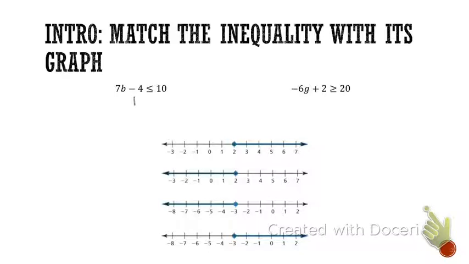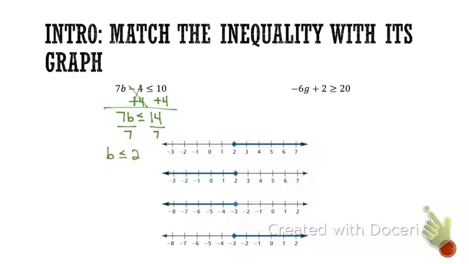So the first thing we'll do is we'll add 4 to both sides. And we have 7b is less than or equal to 14. Okay, so we added 4 to both sides. Remember, we always do our addition and subtraction first. And then we need to divide both sides by 7 to solve. And b is less than or equal to 2.